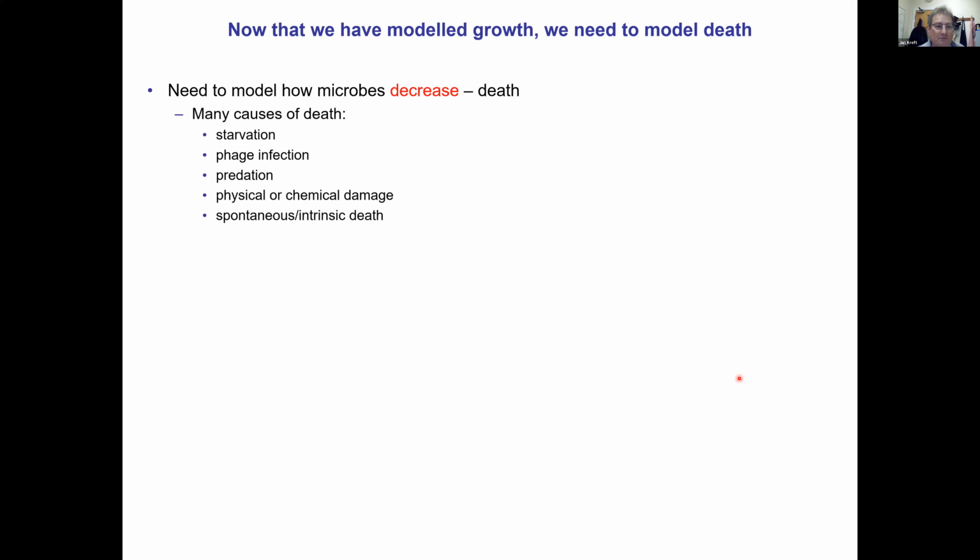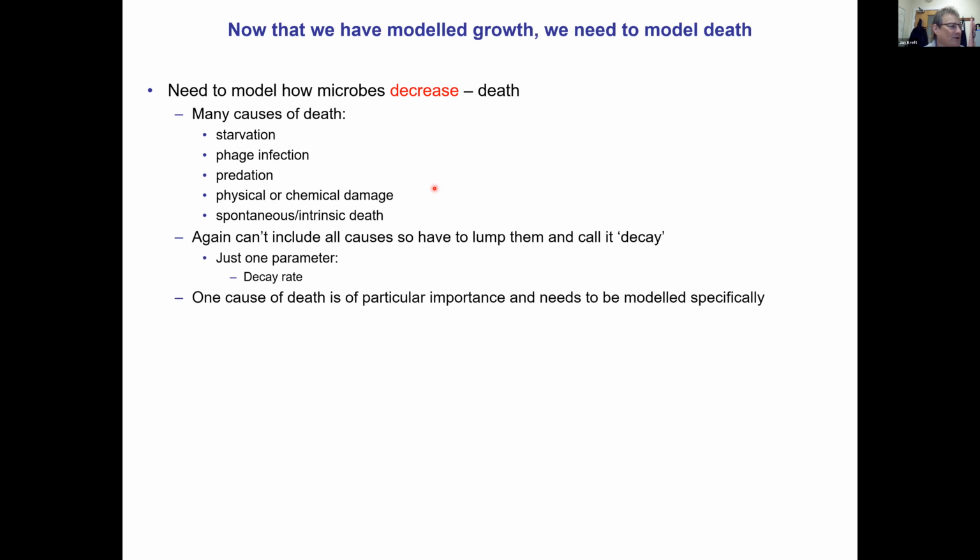There are, of course, many causes of death. It could be due to starvation, to infection by phages, predators, just damage physically or chemically, or intrinsic death. And typically in a model, this is quite a complex number of causes for death, and we can lump this all into one rate of death and call it a decay rate, for example, and have just one parameter for all of that.